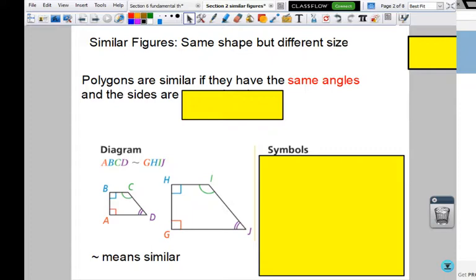So polygons, and remember polygon just means shape, are similar if they have the same angles and the sides are proportional.